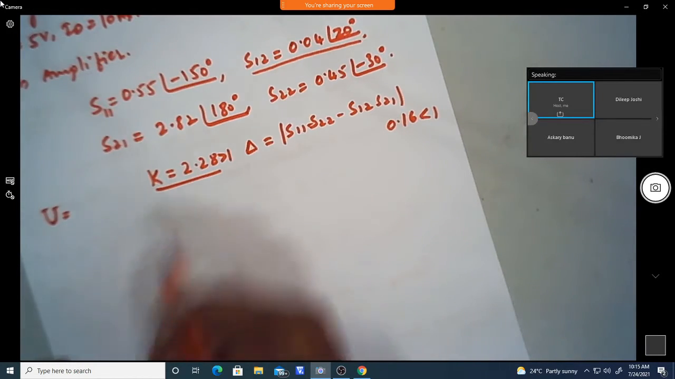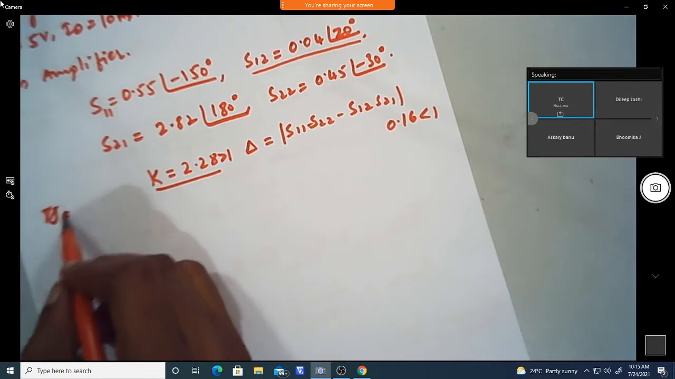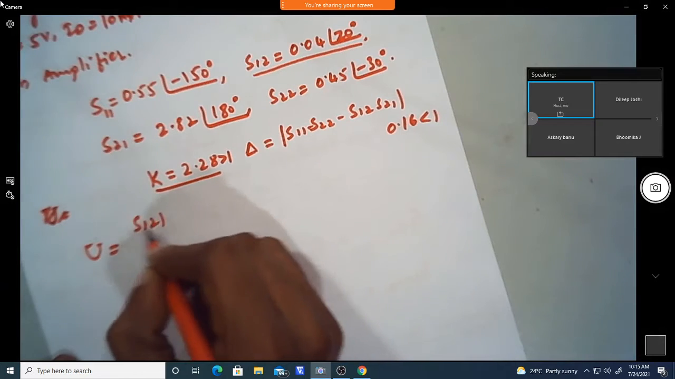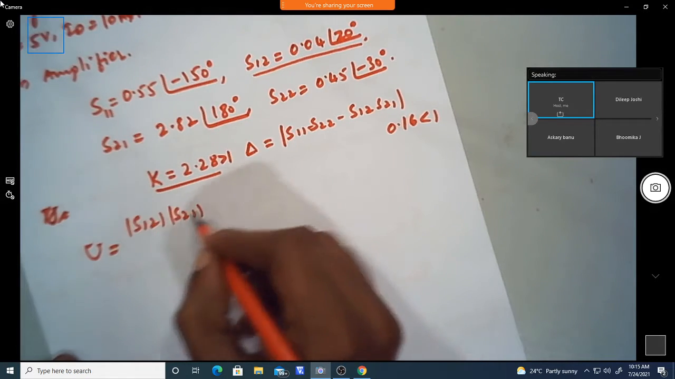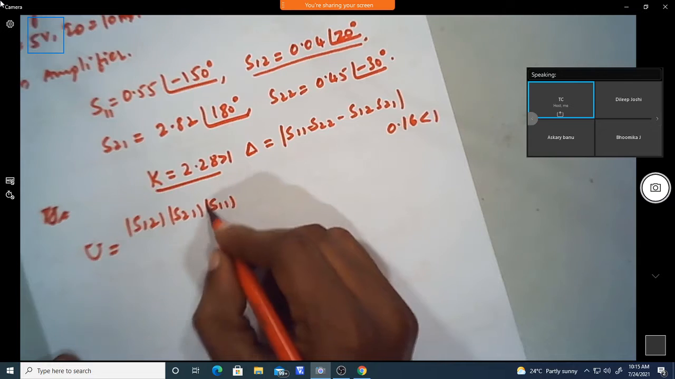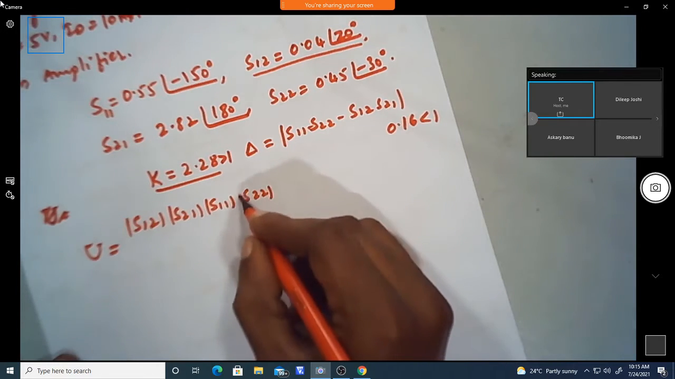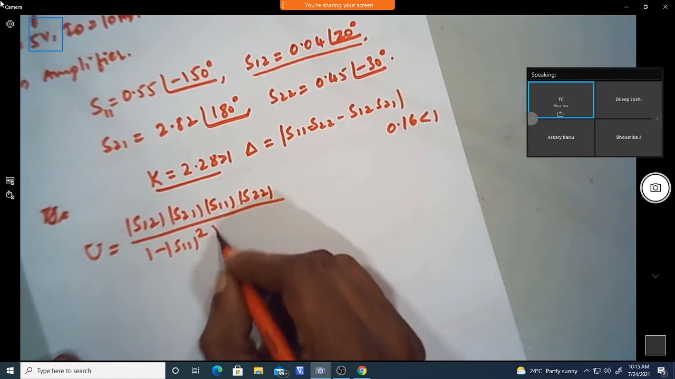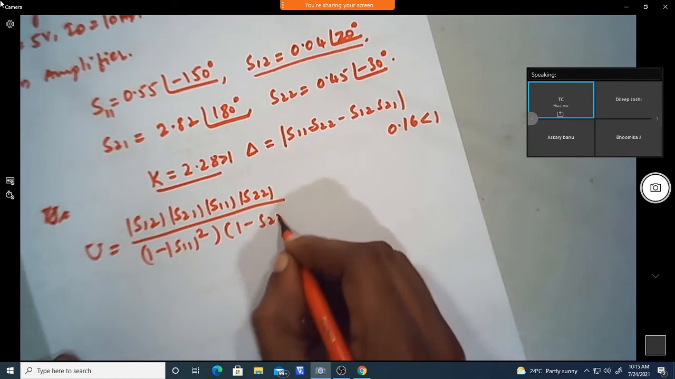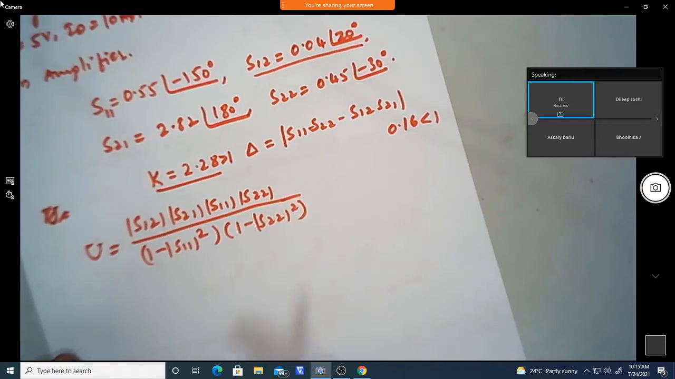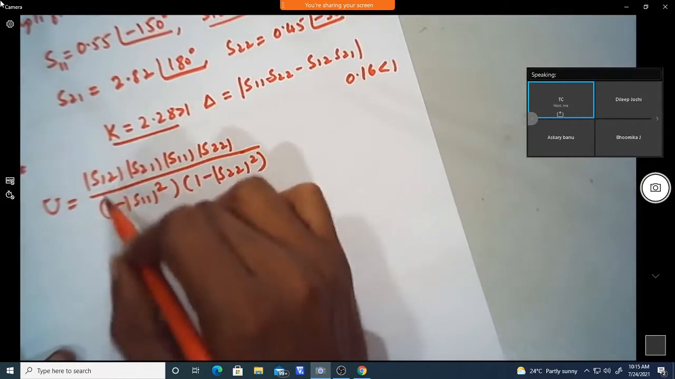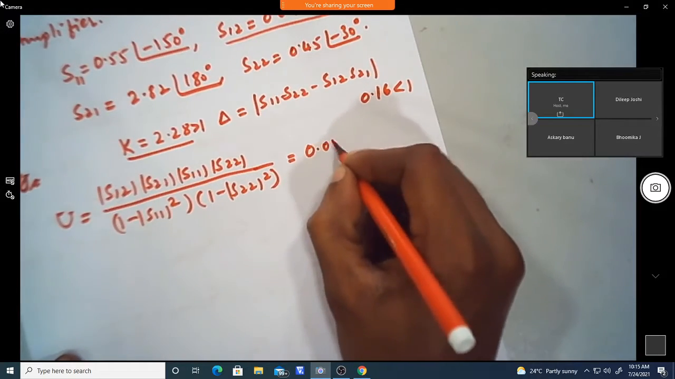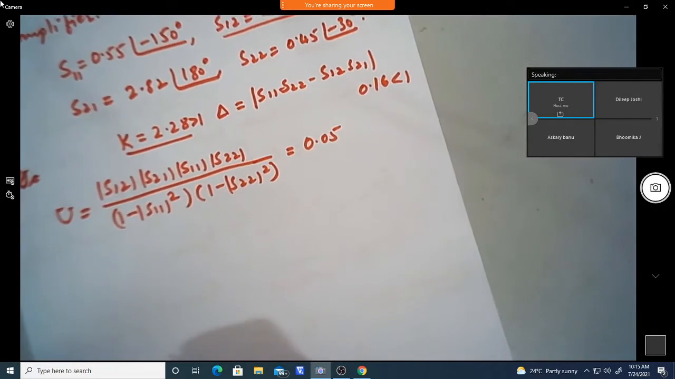Okay, so once we get these two values, we are going to find out the unilateral figure of merit. That is S12 S21 S11 S22 divided by 1 minus S11 square into 1 minus S22 square. Take this equation and you can find the value. It comes out to be 0.05. So you can check it.